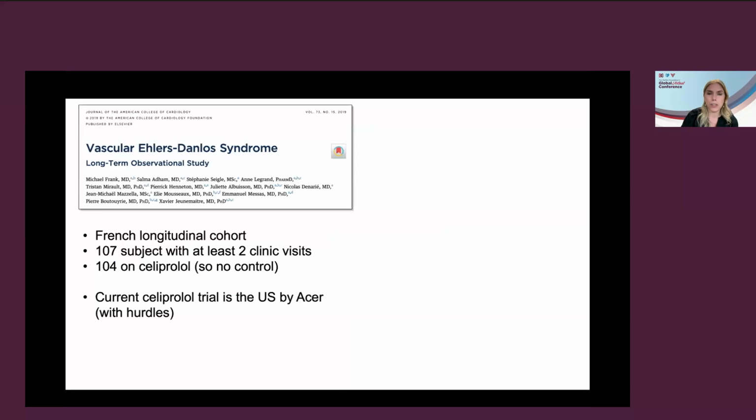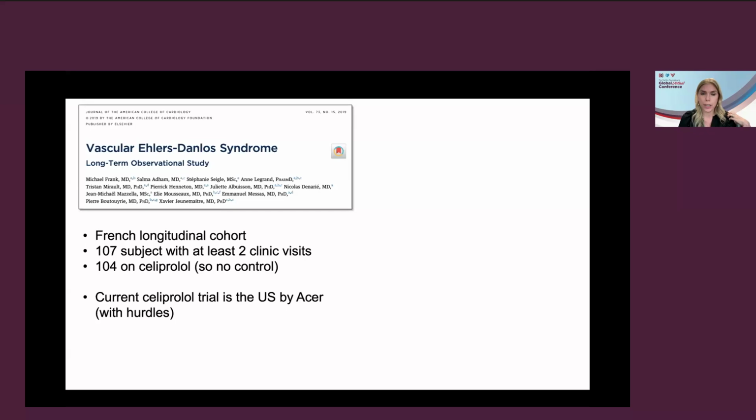Now, that French group did do a long-term study on VEDS, and they followed 107 subjects that had at least 2 clinic visits, but most of them were on celiprolol. And so there was no control group in the follow-up. They just said most are on celiprolol, and they showed that compared to their prior era, people were living longer and having fewer events. And it's a little bit of a question: are they living longer and having fewer events because we're better at caring for it, or is it because they're on celiprolol? So we still don't really know if celiprolol works, but it's kind of the only human data out there.